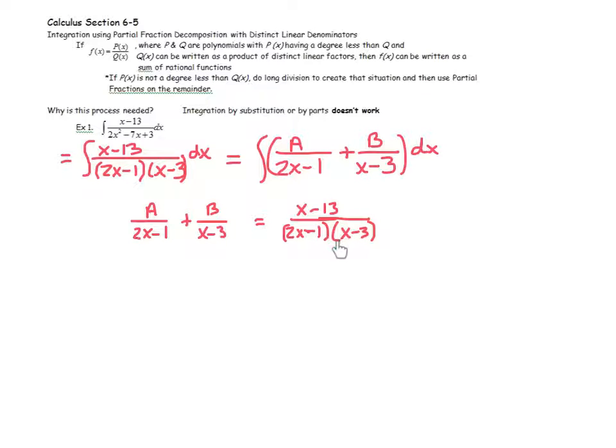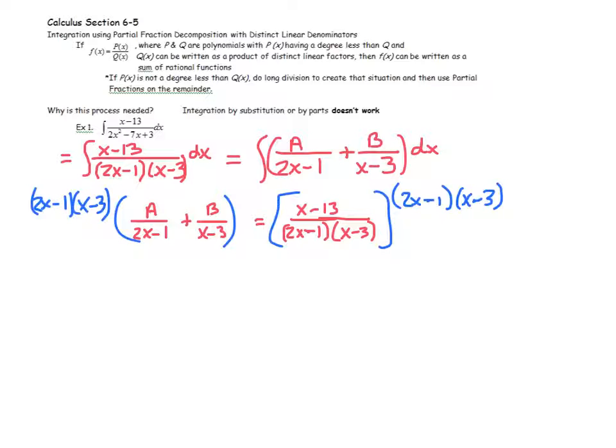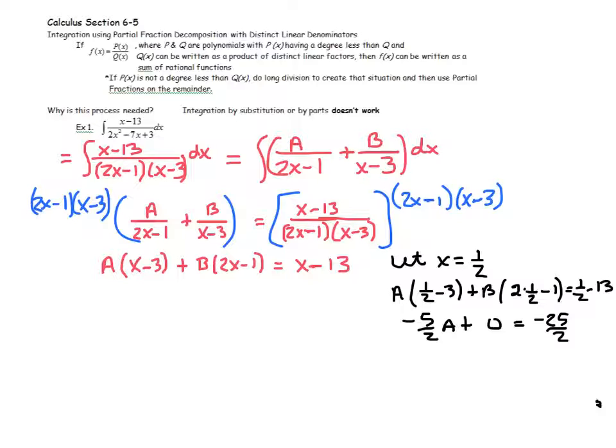So the next thing I'm going to do is multiply both sides by 2x minus 1 times x minus 3, and that will then give me A times x minus 3 plus B times 2x minus 1, which will equal x minus 13. Now I'm going to let x equal 1/2.